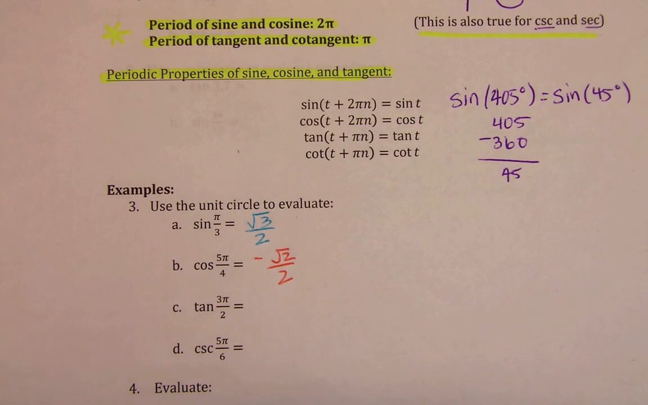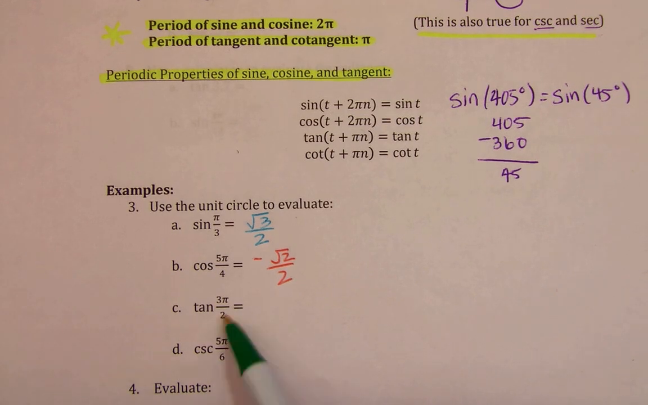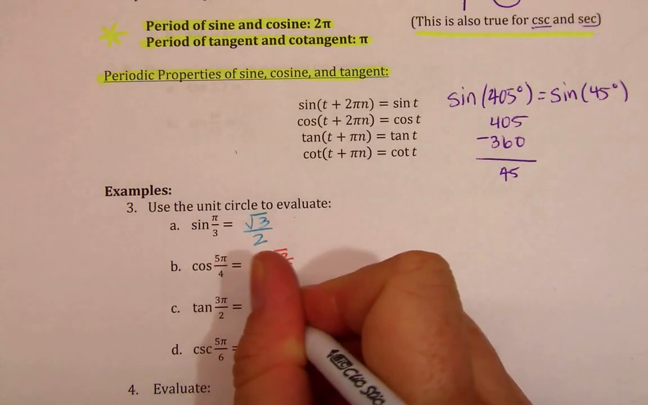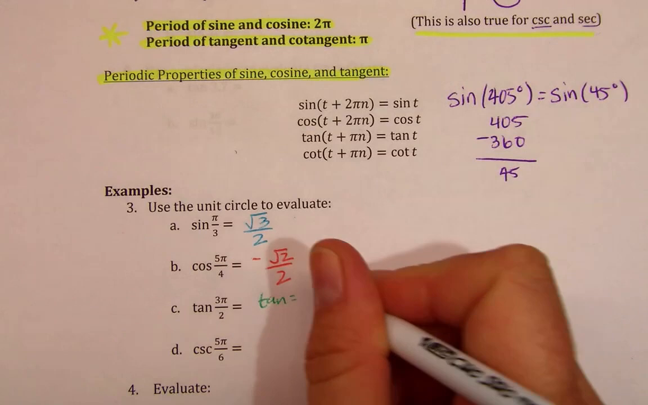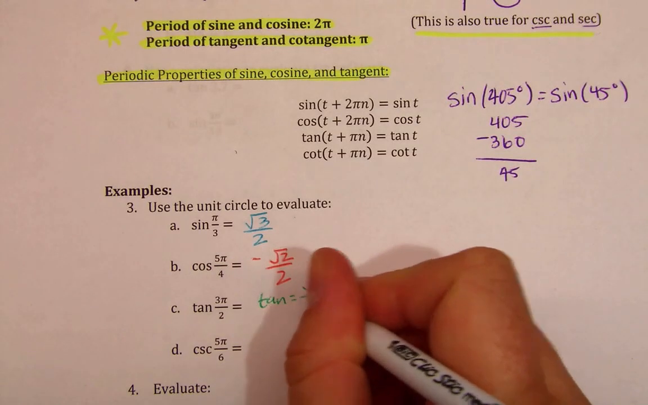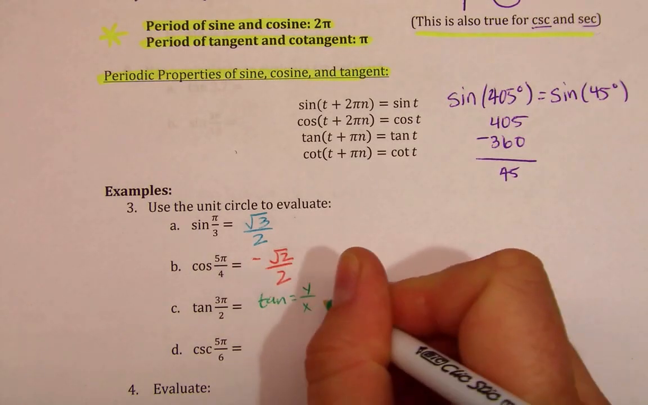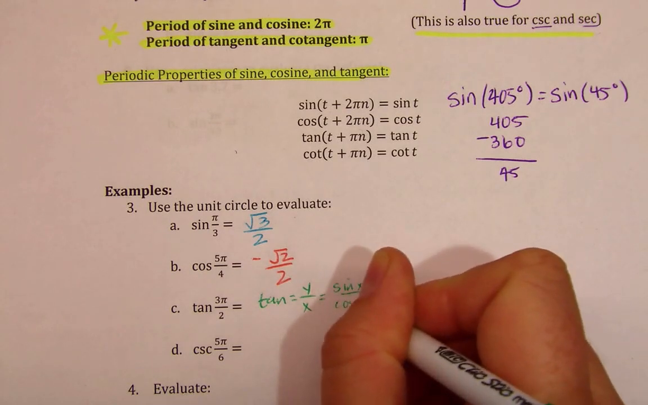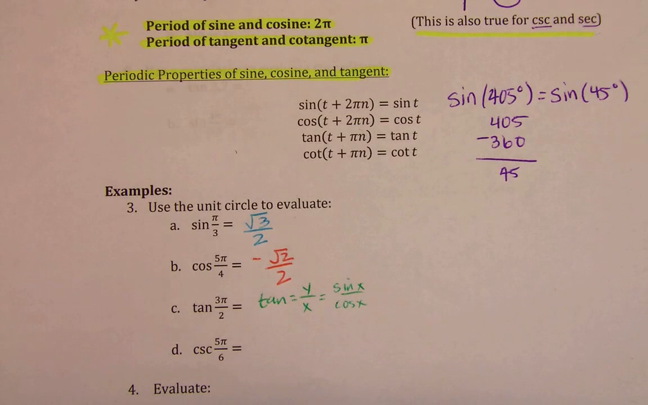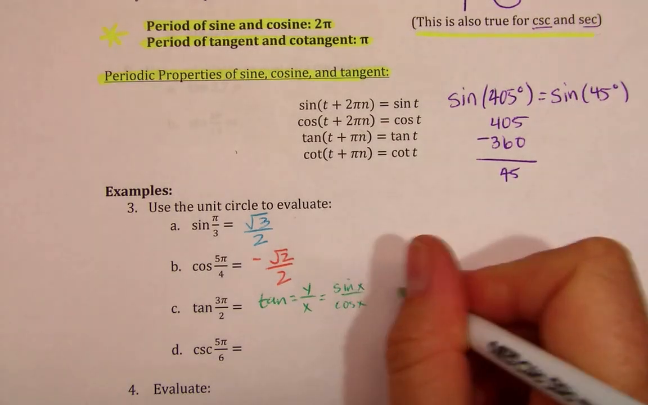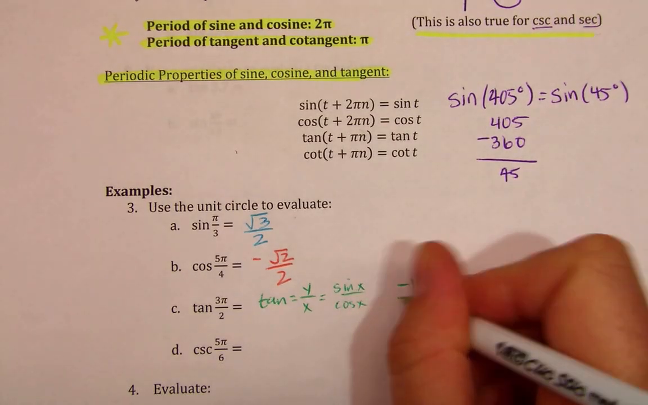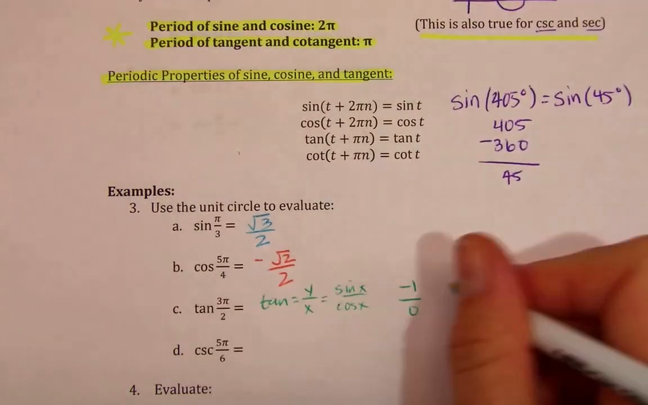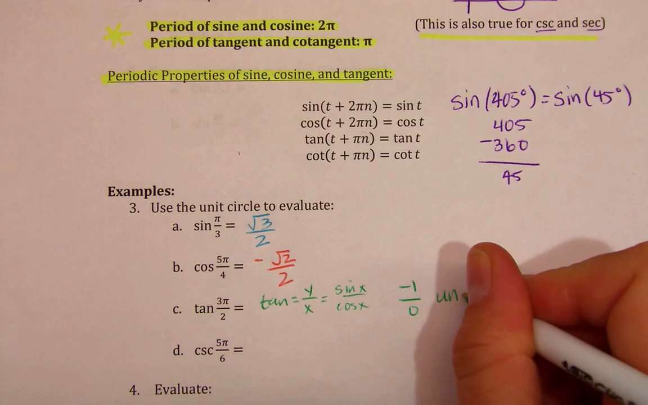And then tangent of 3 pi over 2. Now we don't have tangent memorized. But what we do know is that tangent is either, we can say the y value over the x value, or sine over cosine. Okay, so using those, we know that sine is -1 there, and cosine is 0. Well, we can't divide by 0, so that means tangent of 3 pi over 2 is undefined.